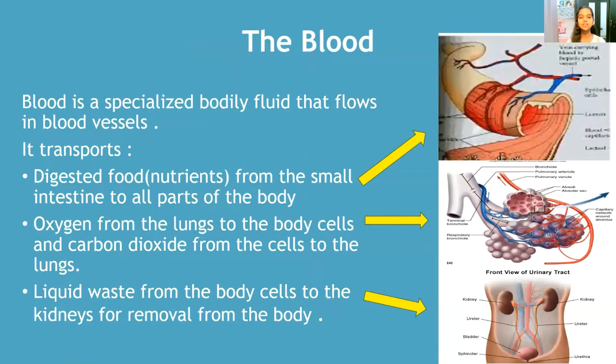Blood is a specialized fluid that is present in the blood vessels. It transports the nutrients from the small intestine to all parts of the body. It transports the oxygen from the lungs to the cells and carbon dioxide from the cells to the lungs. It removes waste by transporting the waste products from the cells to the kidneys, and the kidneys will remove the waste from the body by the process of excretion.